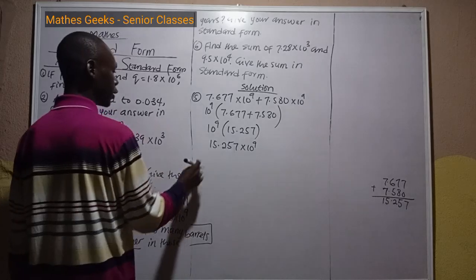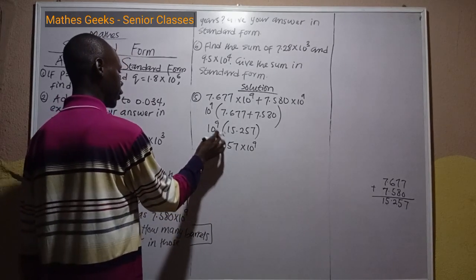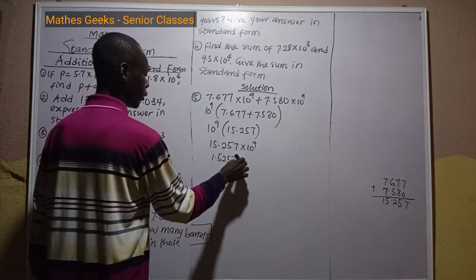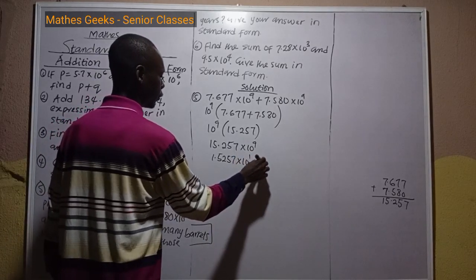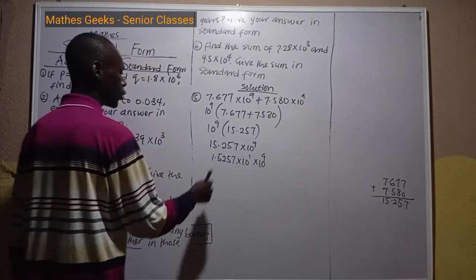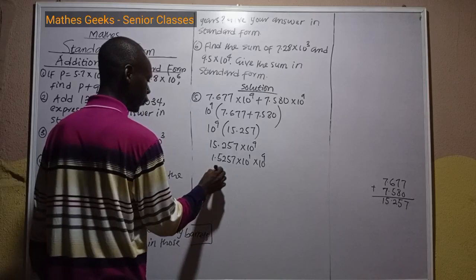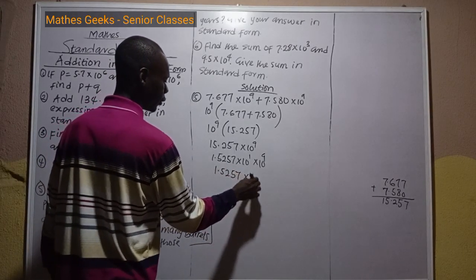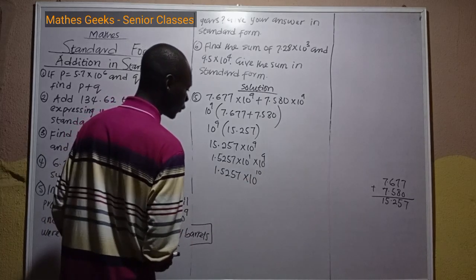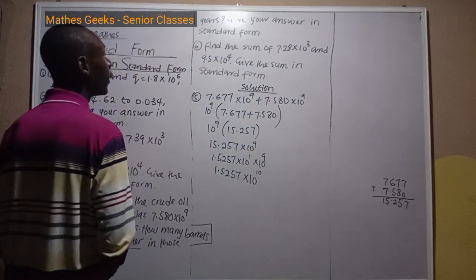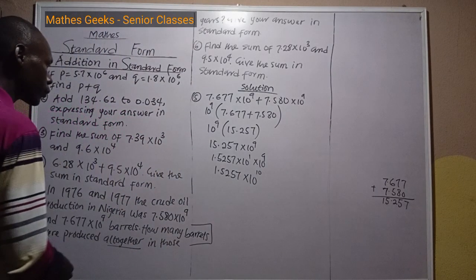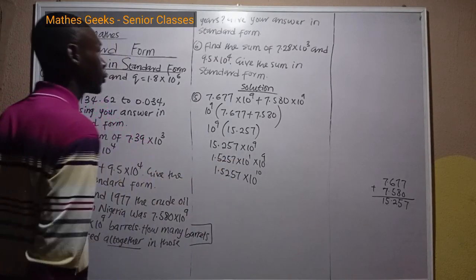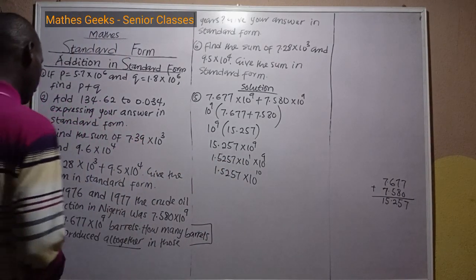We convert this to standard form. Remove the decimal point from here to get 1.5257 times 10 raised to 1 times 10 raised to 9. So we add this together: 1.5257 times 10 raised to the power 10. That's the sum, and this is the amount of barrels of crude oil produced altogether in those years.